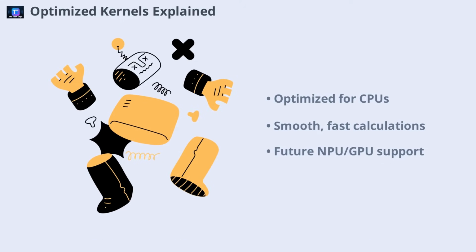The secret sauce behind BitNet.cpp's speed is its optimized kernels. Think of these as high-performance engines that make calculations run smoothly and efficiently on your CPU. Microsoft has designed these kernels to get the most out of your hardware, ensuring that even large models can run without lag. While BitNet.cpp currently focuses on CPUs, support for NPUs and GPUs is on the horizon, promising even more flexibility in the future.